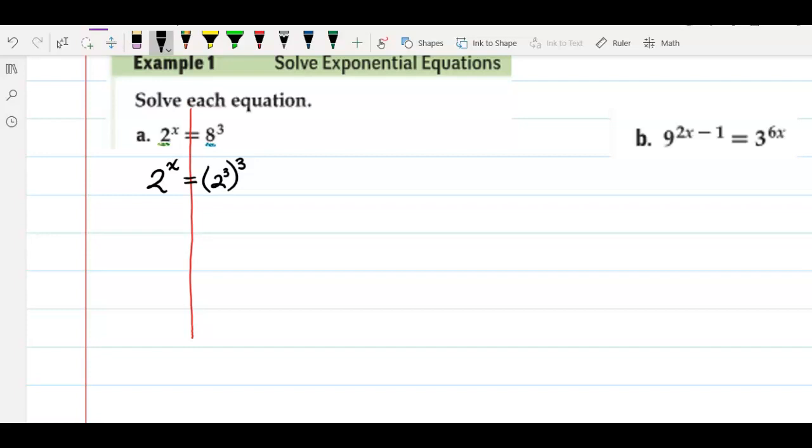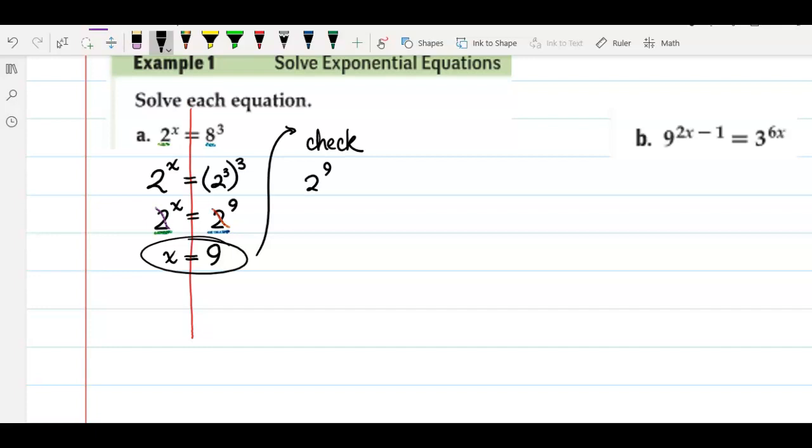Now, applying the properties of exponents, we have the power to a power rule. That becomes 2 to the 9th. Once you have each side expressed as the same base, we can remove the bases and just set the exponents equal to one another. If 2 exponential expressions have the same base, then their exponents are also going to be equal. Therefore, x equals 9. Now we can check it. We should always check our work.